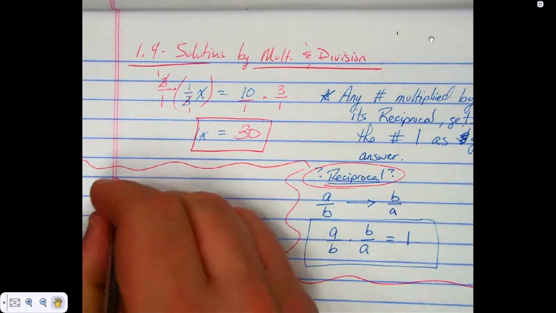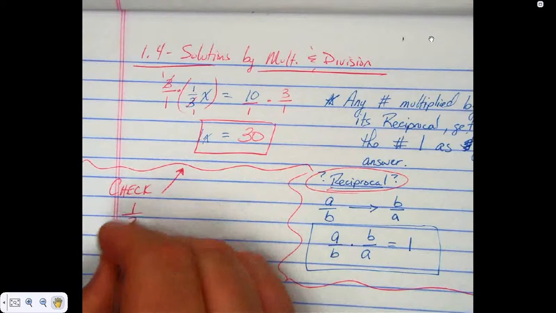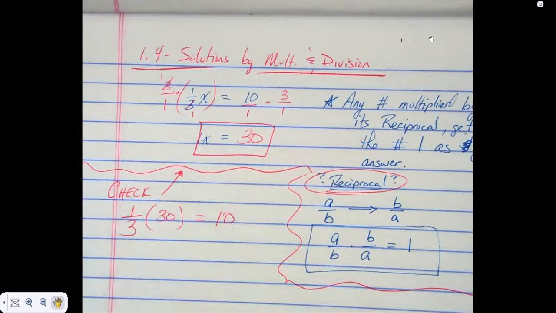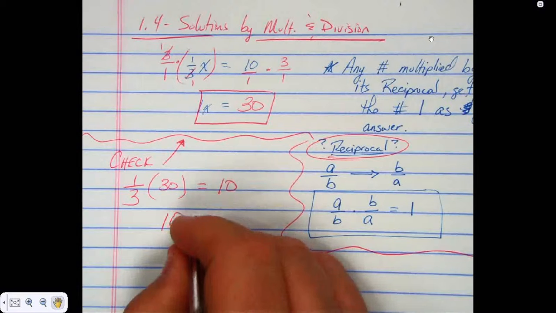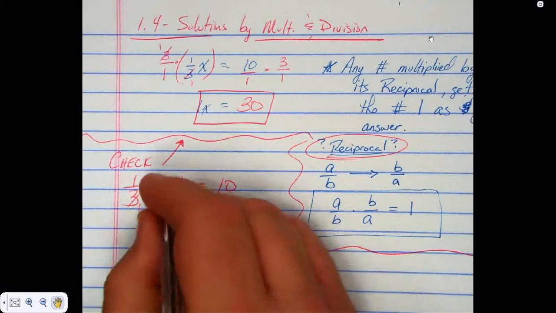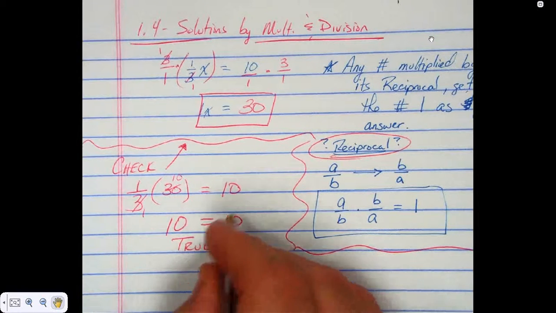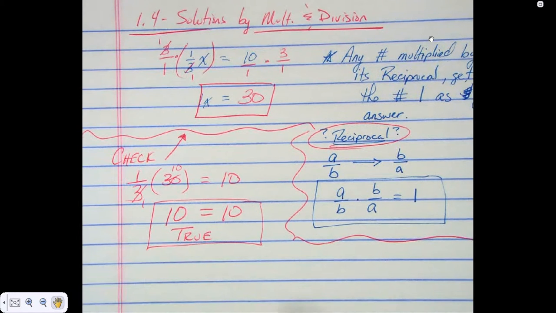How would you do your check there? Plug 30 back in for x. I would do 1/3 times whatever x is equal to 10. I would plug 30 back in. What is 1/3 times 30? Anybody? 10. We're going through one time, going to that 10 times. Is that a true statement? Does no one in here know that 10 equal to 10 is a true statement? Speak up, wake up. That's a true statement, isn't it? So is our answer correct? Yes. Yes, it is.